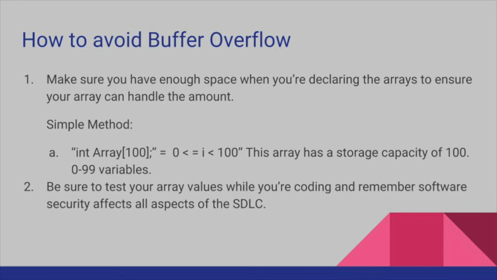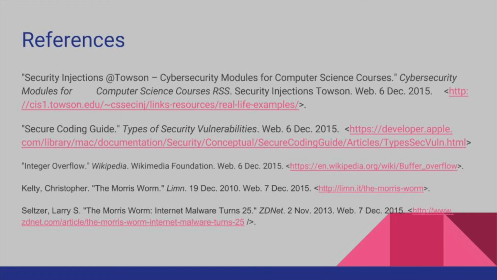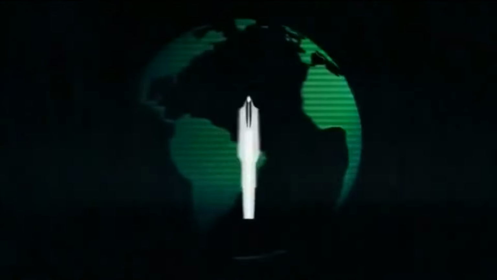How to avoid buffer overflow. One: Make sure you have enough space when you're declaring your arrays to ensure the array can handle the amount. Two: Be sure to test your array values when you're coding. And remember, software security affects all aspects of the software development lifecycle. Remember, vulnerabilities are what hacking groups take advantage of to access information.